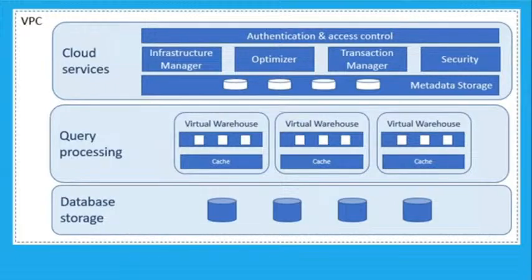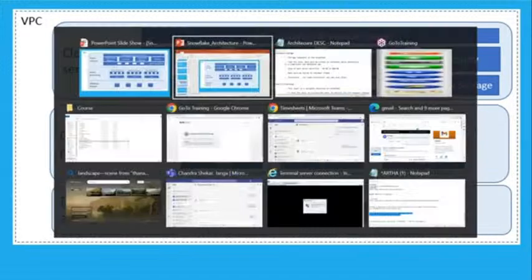So we have a cloud services layer, then the query processing layer, and then the database layer. I am repeating once again because this Snowflake architecture is very important. Damn sure you will get one or two questions from the Snowflake architecture in every interview, wherever you go, in all the companies. That's why I am repeating. We have a cloud services layer, a query processing layer, and a database storage layer. Now we will discuss one by one.